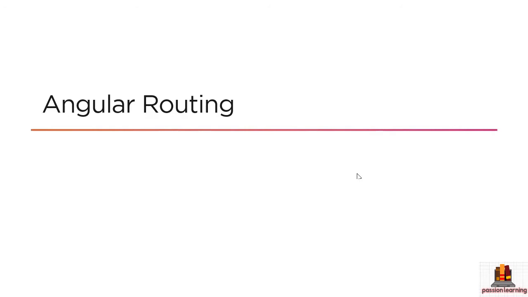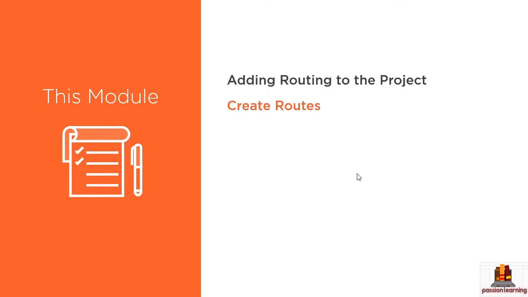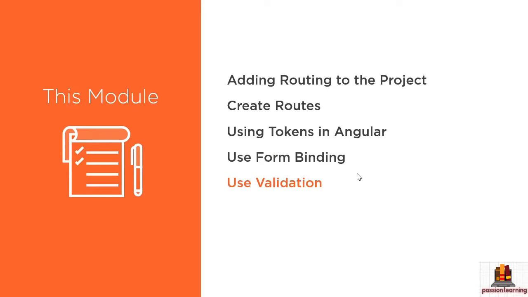Next, let's add Angular routing to our Angular app. In this module, we're going to add routing to the project. We're going to create routes. I'll show you how to use tokens in Angular. I'll introduce you to form binding and validation. And finally, we'll complete the checkout process by sending our order to the server. Let's get started.